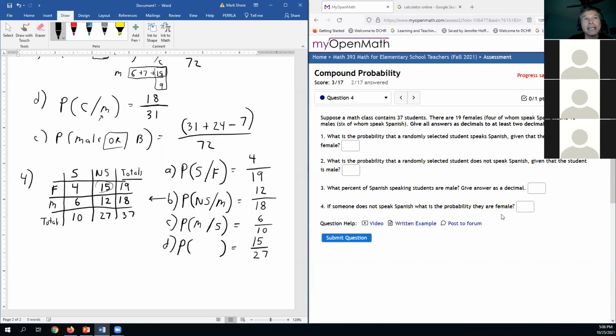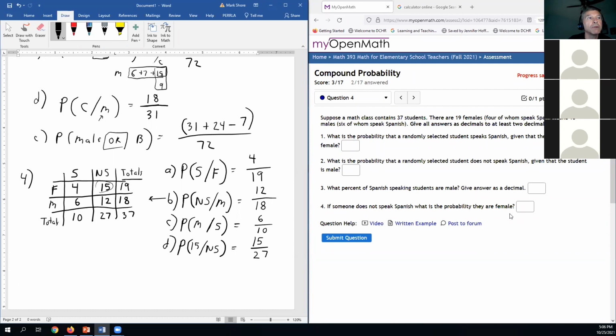So this one didn't say of, and it didn't say given. It said, but it means the same thing right here. It says, if someone does not speak Spanish. So we're saying that we're dealing with somebody that does not speak Spanish. How many people don't speak Spanish in this table? 27. That's what it's out of. So if I had to say what this is out of right here, it's out of those people that do not speak Spanish, no Spanish. And then it says, what is the probability that they are female? Of these people that do not speak Spanish, there are 15 that are female.